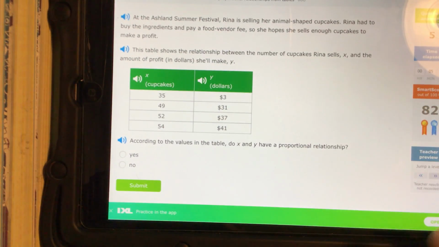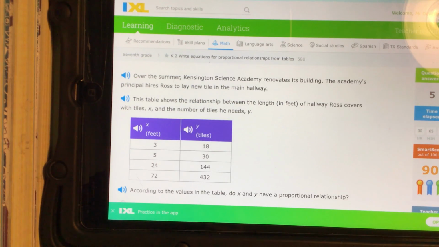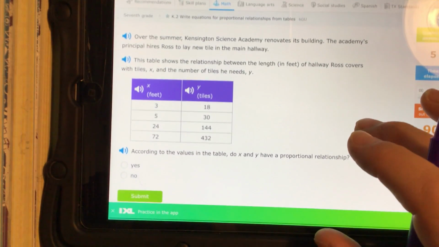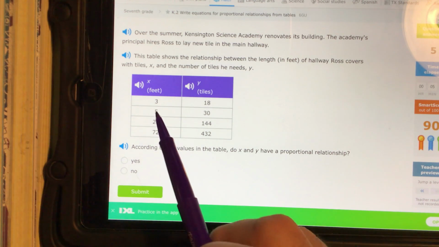So I'm going to jump to the next level, to the challenge level. And this is as hard as it gets, guys. Okay? Let's switch to purple. I got a purple marker. According to the values in the table, do they have proportional relationship? It's the same question. Let's see.